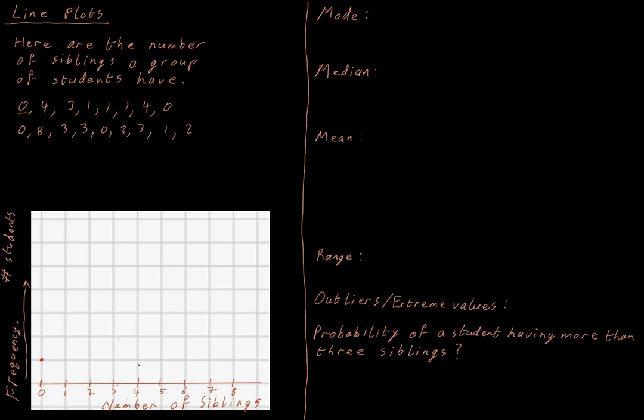And I have 4, 3, put a dot at 3, and 1 and 1 and 1. Them done. And 4 again. And a person has no siblings. And another person has no siblings. And a person has 8 siblings. And a person has 3 and 3. A person has none. We have another 2 3s. And we underline them. We have a 1. We have a 2.